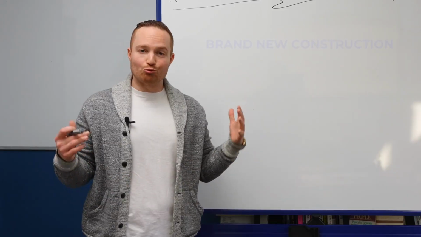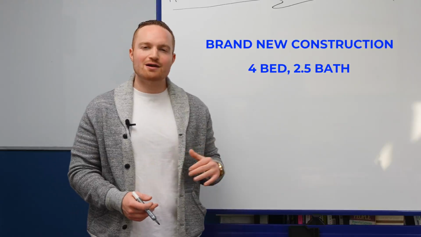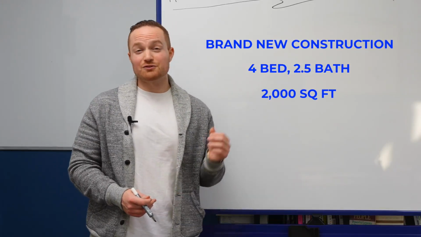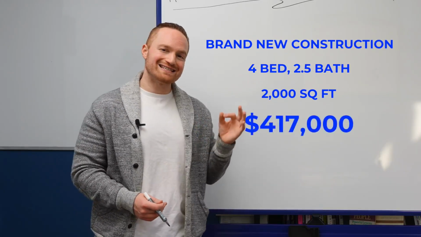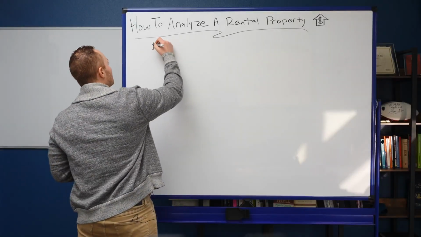So this property is a brand new construction, 4-bed, 2.5-bath home, right around 2,000 square feet that I was able to put under contract for $417,000 before it was even completed, okay?